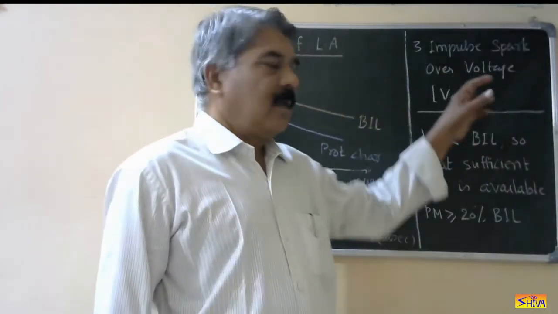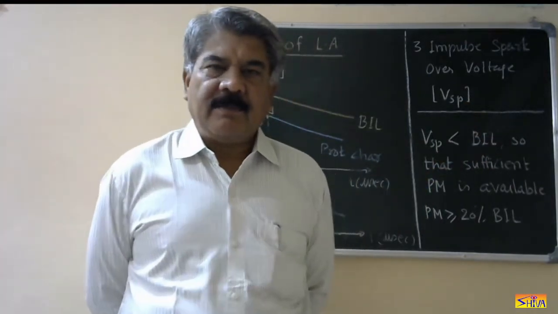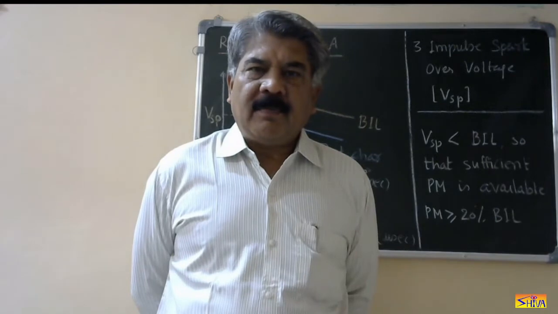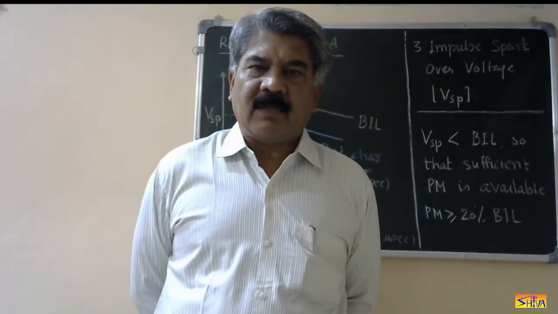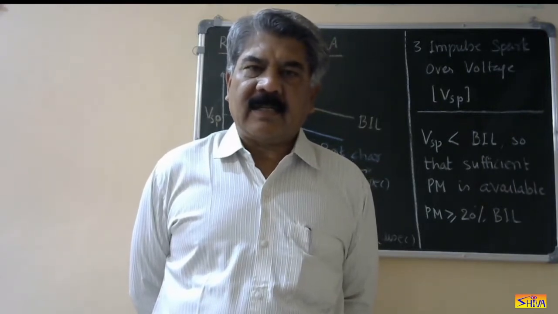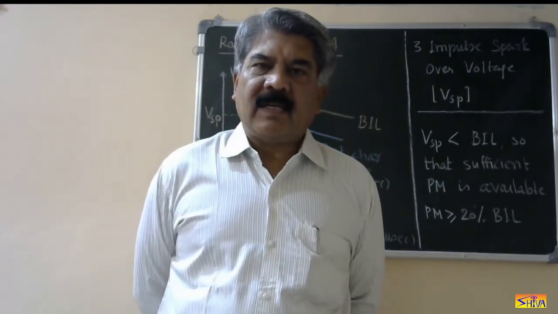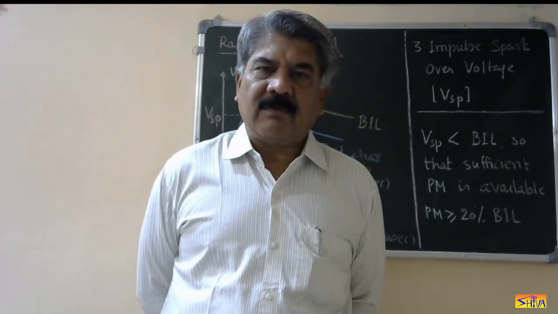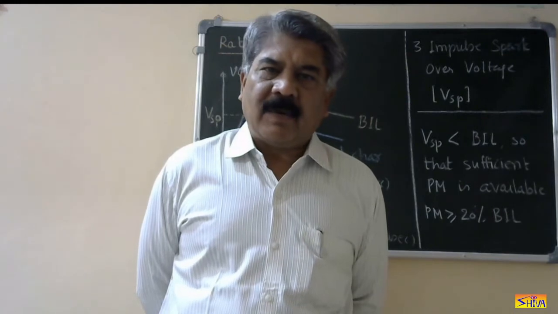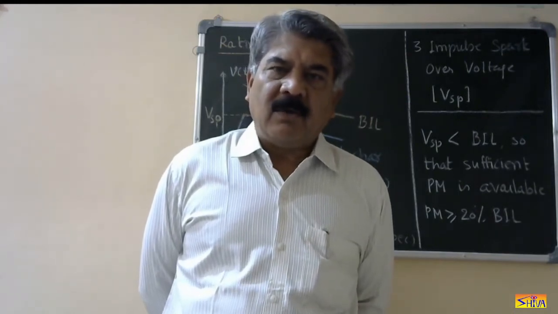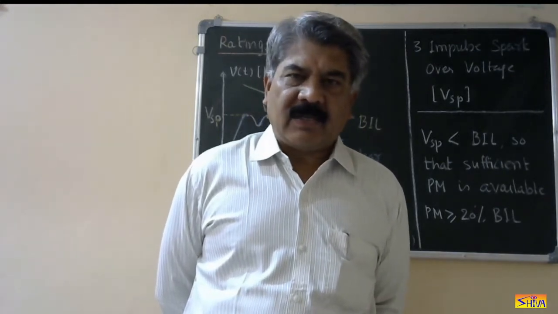Third rating is impulse spark over voltage, denoted by VSP. Definition is it is the minimum value of standard 1.2 by 50 microsecond impulse wave for which lightning arrestor sparks over 5 times out of 5 applications. We are selecting the impulse voltage waveform of standard rating, that is 1.2 by 50 microsecond, and we are finding the minimum peak value for which lightning arrestor sparks over 5 times out of 5 applications.